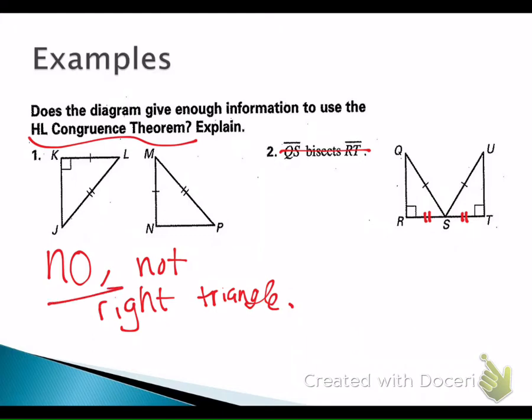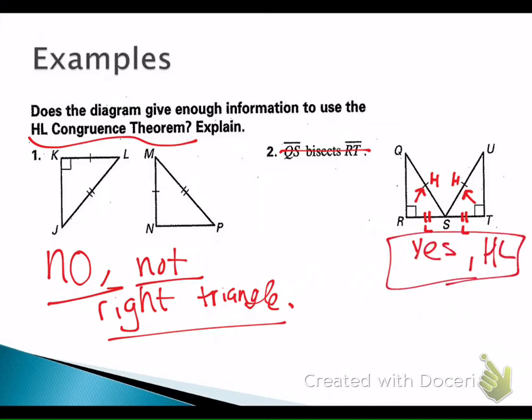All right. And usually when one's a no, that means the other's a yes. But let's just double check. Do we have two right angles? Yes. Do we have a hypotenuse and a hypotenuse? Do we have a leg and a leg? Nope. So this would be a yes. And I'm just going to put yes, HL.